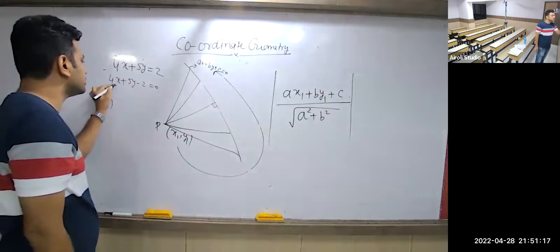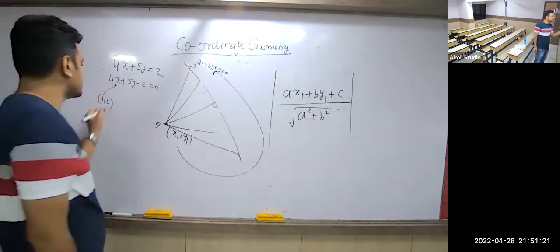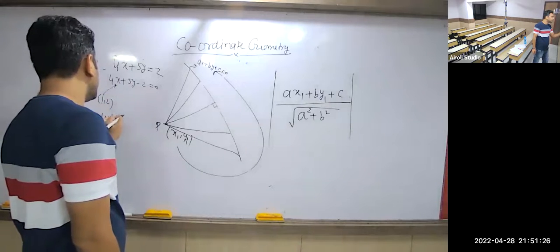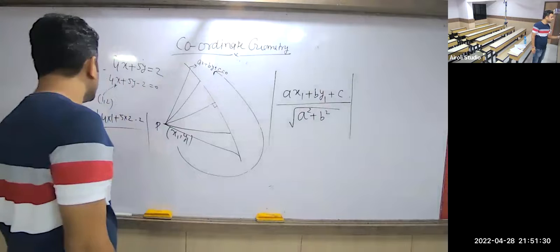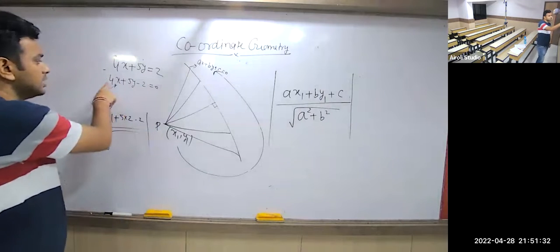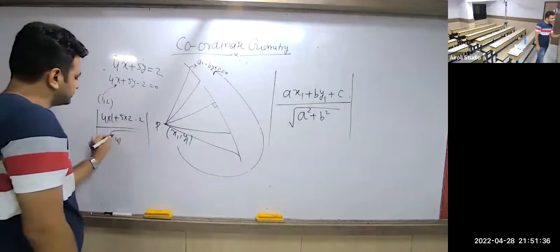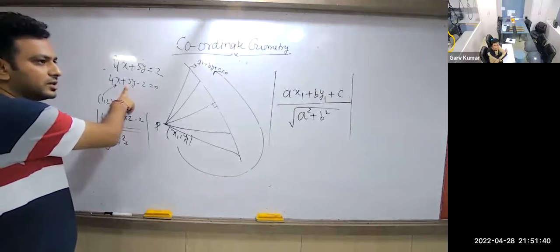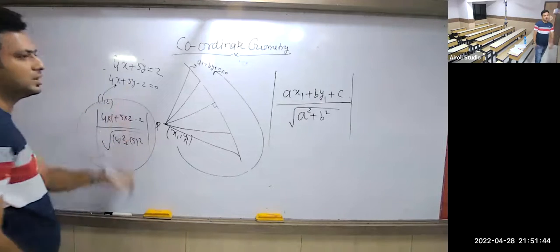So you directly put this value. This is your x value, this is your y value. So you can directly put 4 into x value, which is 1, plus 5 into 2 minus 2, mod whole, divided by what I will get: I have to put 1 square, coefficient of x, 4 square, plus coefficient of y, so that will be 5 square. Okay, so this will be your answer.